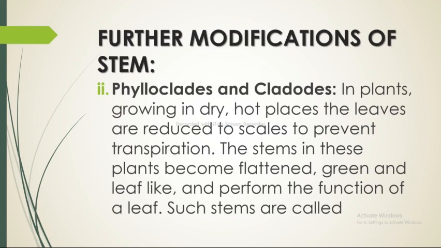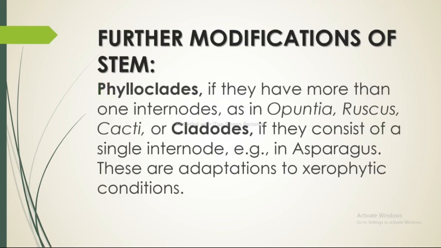So next type is the phylloclades and cladodes. In the plants growing in dry and hot places, the stem and the leaves are reduced to scales to prevent transpiration. The stems in these plants become flattened, green, and leaf-like and perform the function of a leaf, and such stems are called phylloclades. So if they have more than one internode, such as in opuntia, cacti, or cladodes.